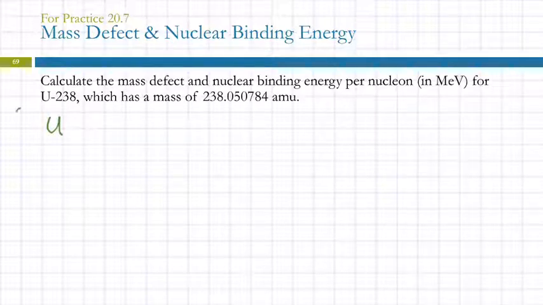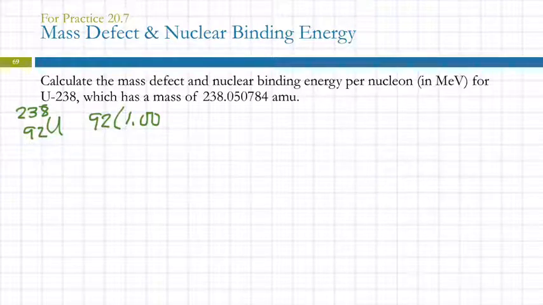So uranium-238, atomic number is 92. So the components here are protons, neutrons, and electrons. How many protons? 92. So 92 protons times the mass of a proton. Well, that's given in the book as well. It gives both atomic mass units and kilograms. Since we're doing mega electron volts, let's use atomic mass units, and then we can just use that nice little conversion factor. So the mass of a proton is 1.00727647 atomic mass units.